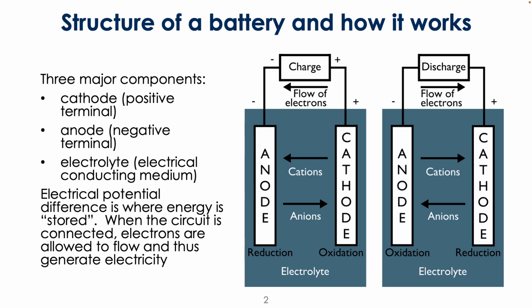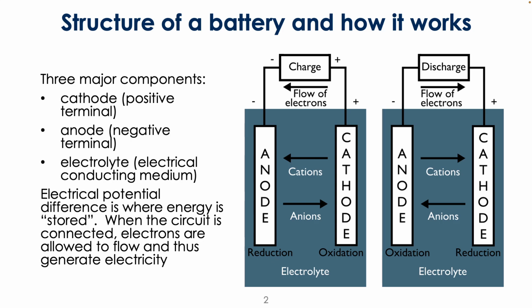And so those major components are your cathode, your anode, and then having some kind of electrolyte, which is the medium that helps to conduct all of the electrical materials. So cathode is your positive terminal, anode is your negative terminal. You can remember positive and negative because there's a T in cathode that's kind of like a plus, right?